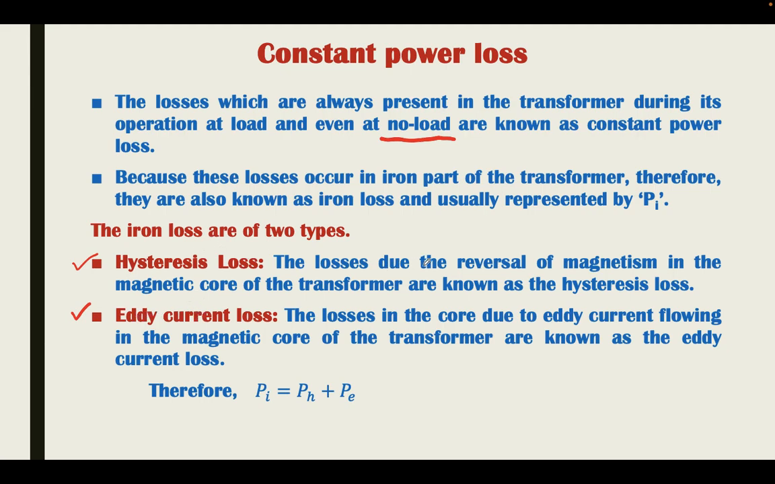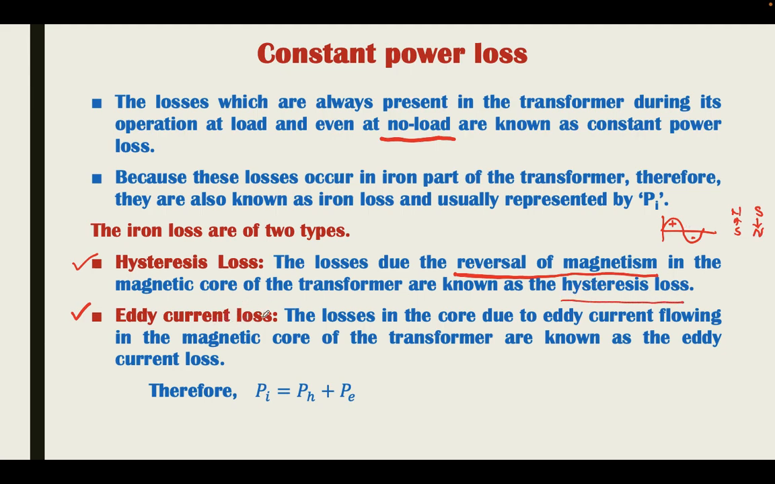Hysteresis here means when an AC supply is connected across the transformer winding, magnetism develops, and this magnetism changes because of the change in polarity of the supply. In the positive half cycle, if there is north and south, in the negative half cycle the poles change from south to north. This reversal of magnetism causes extra loss, because the magnetic dipoles change their direction from north to south or south to north, and hence it is known as hysteresis loss.